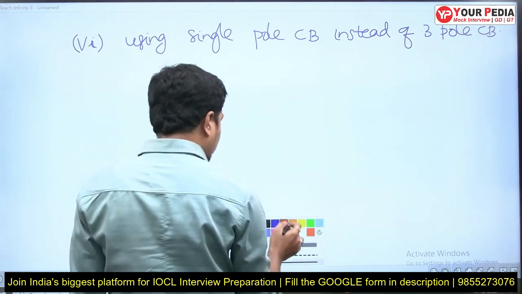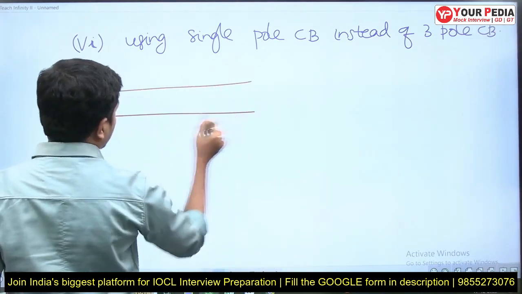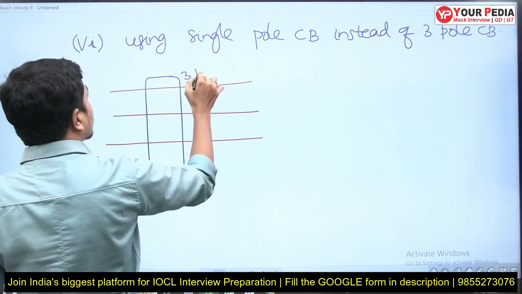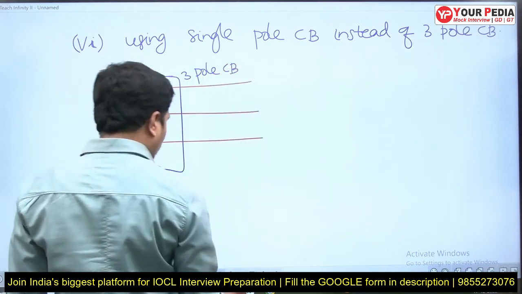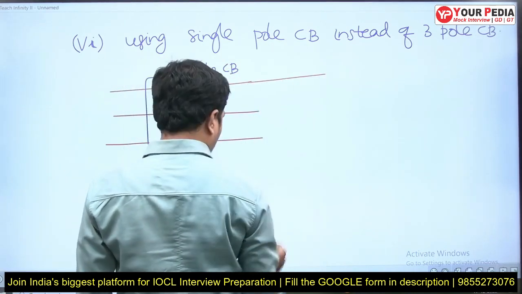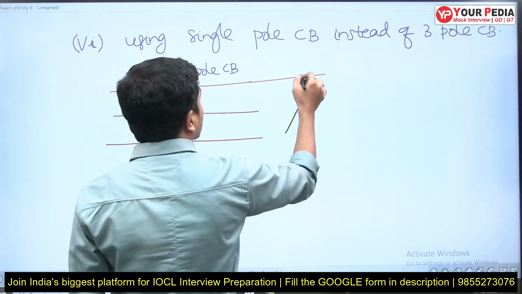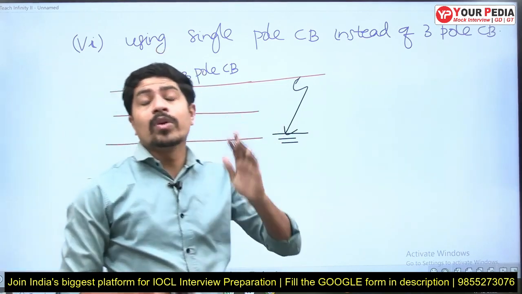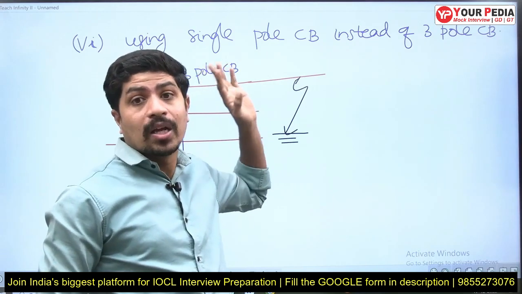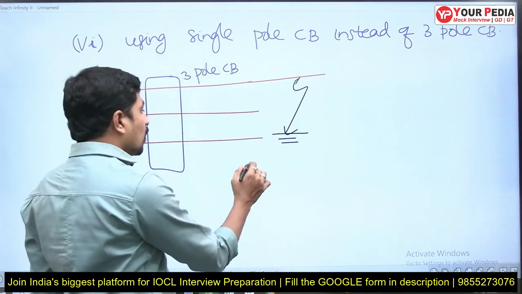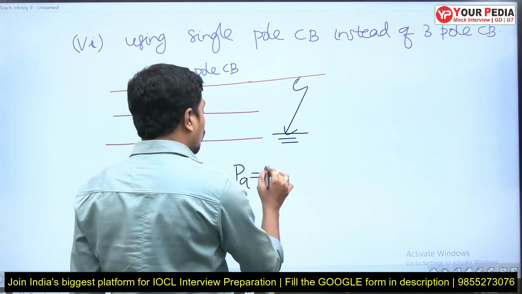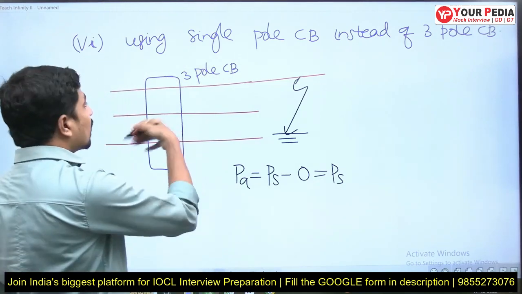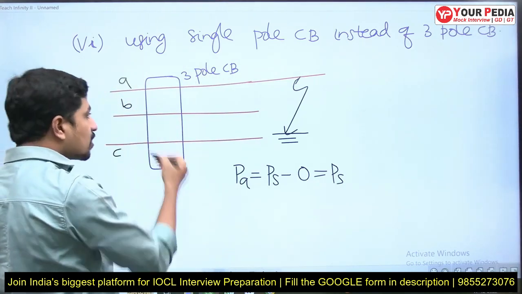What is single pole, what is 3-pole, I'll tell you. Suppose there are 3 phases here, a 3-pole circuit breaker will be like this. Whenever a fault occurs on any one of the phases, all 3 phases will be removed. This 3-pole circuit breaker will disconnect all 3 phases along with the faulty phase. Then PA is equal to PS minus PE, where PE will be entirely 0, so PA is equal to PS. Why? All three phases are disconnected. This is phase A, B, and C. This is a 3-pole circuit breaker.